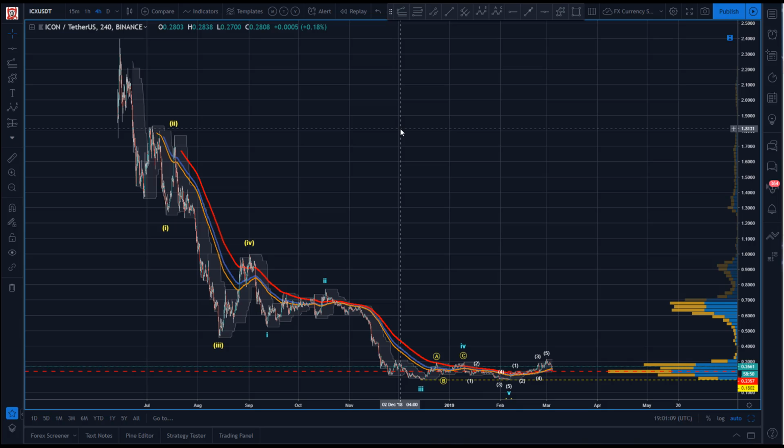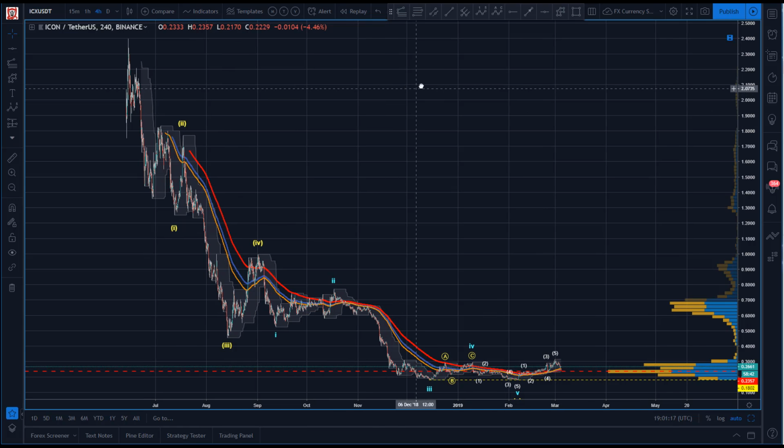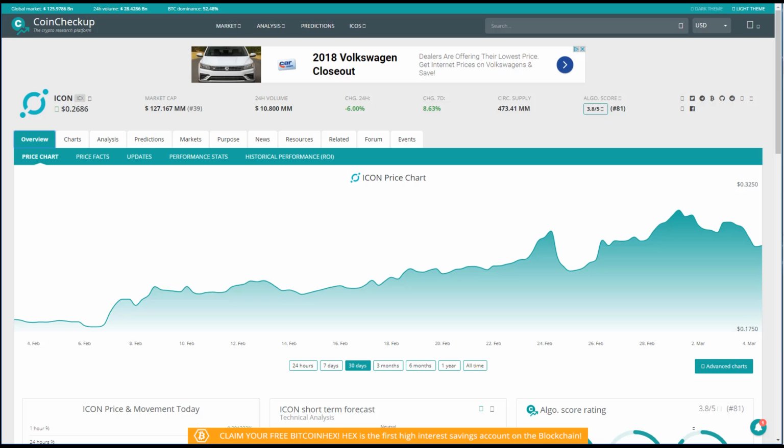It's Monday, the 4th of March, and by request here, we're going to take a look at ICON to the US dollar Tether. I'm here on Binance. Now, if you're not familiar with this project, it's an interesting project. I have no relationship with this site here. I just like the way they organize their data.